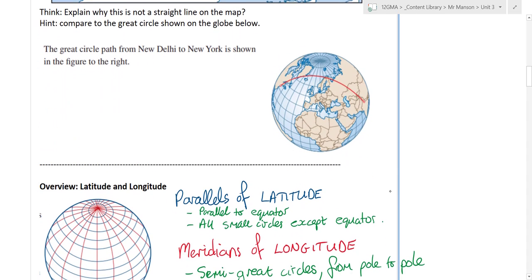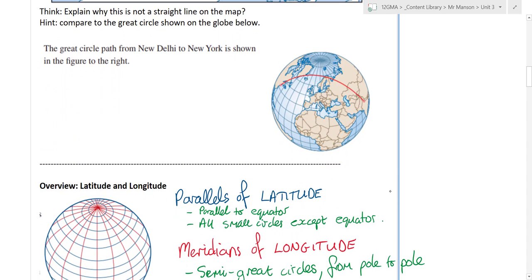So the blue ones are your lines of latitude, and the red ones are your meridians of longitude, or lines of longitude is fine. See these? The lines of longitude are always great circles. Of the lines of latitude, only the equator is a great circle. The rest of them are small circles.